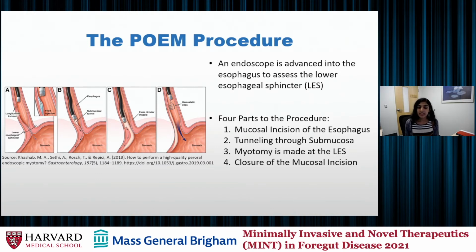And in picture C, an incision is being made right into the lower esophageal sphincter to open it up. And then once it's done, that scope comes back out through the same tunnel as created, and then there's closure with hemostatic clips in that area to close that incision.